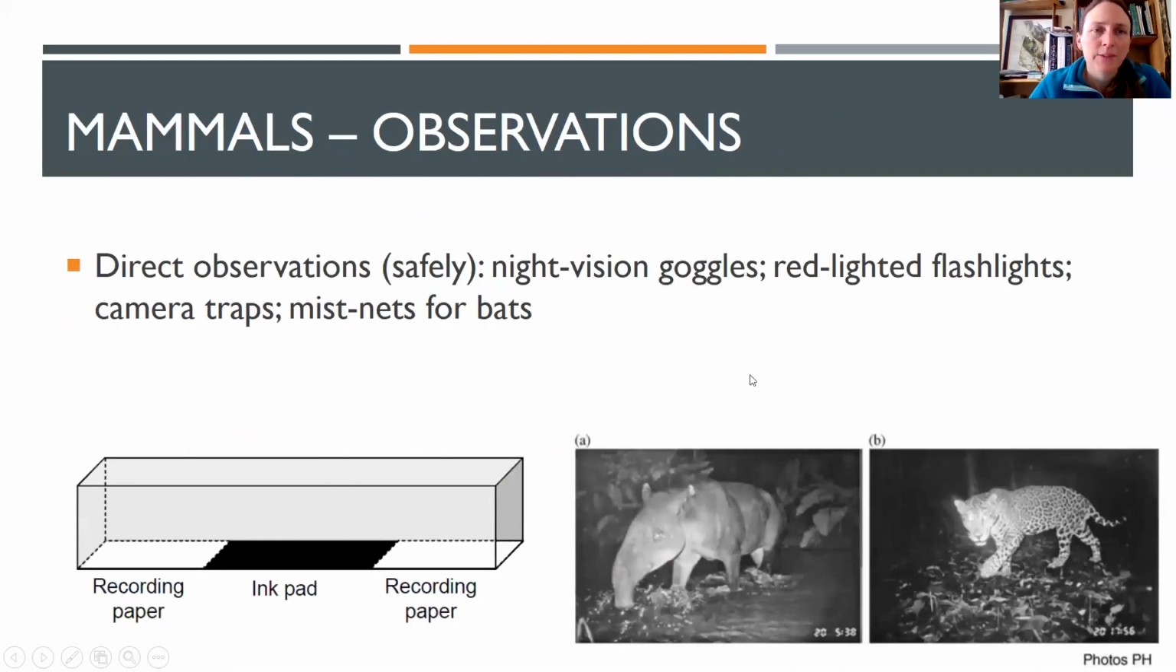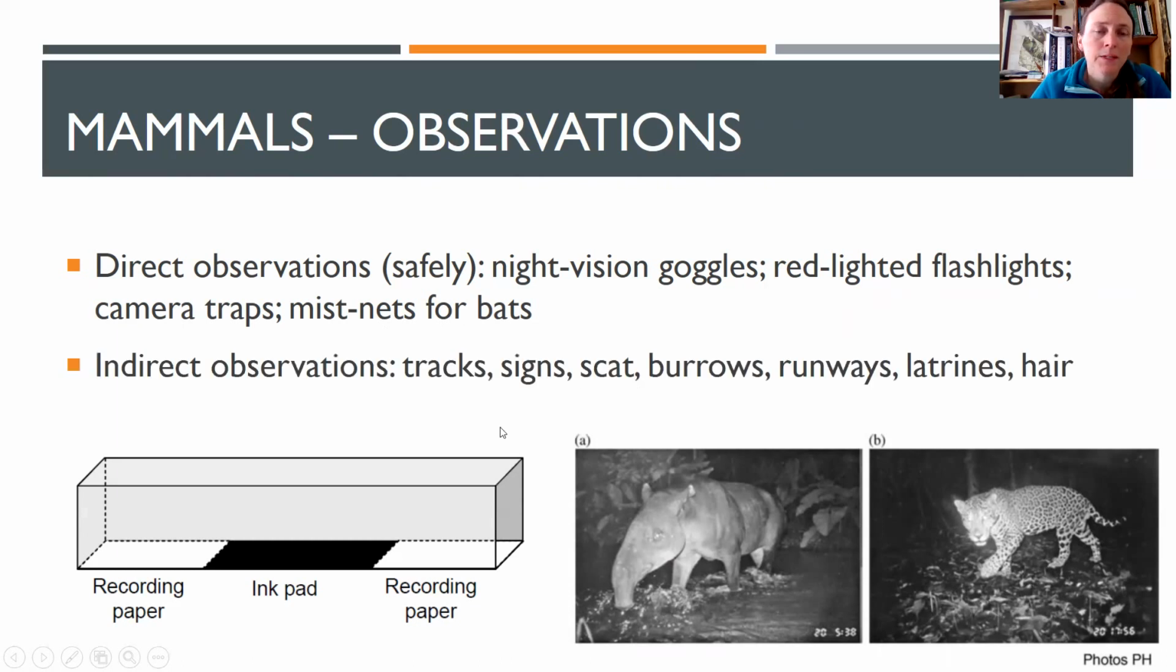And then moving on to mammals, again, you can make direct observations, although now you need to be a little bit more careful about your own safety. Often, you might use night vision goggles or red lighted flashlights. Camera traps are really useful for organisms that can sense human observers and will avoid areas. And you can still use mist nets for things like bats. You can also measure lots of tracks or other signs, scat, burrows, runways, latrines, hair. Mammals leave behind lots of clues as to their presence.